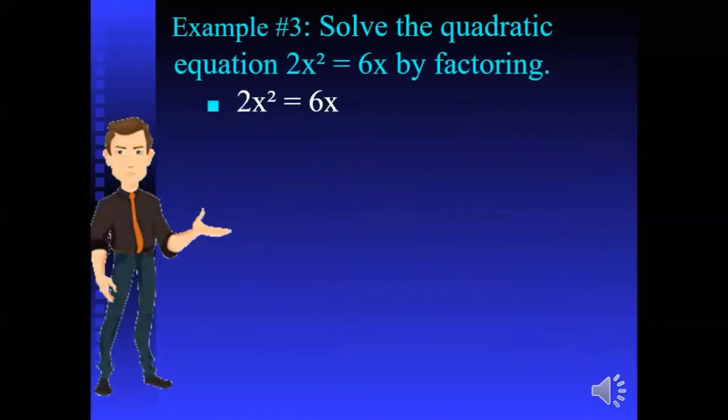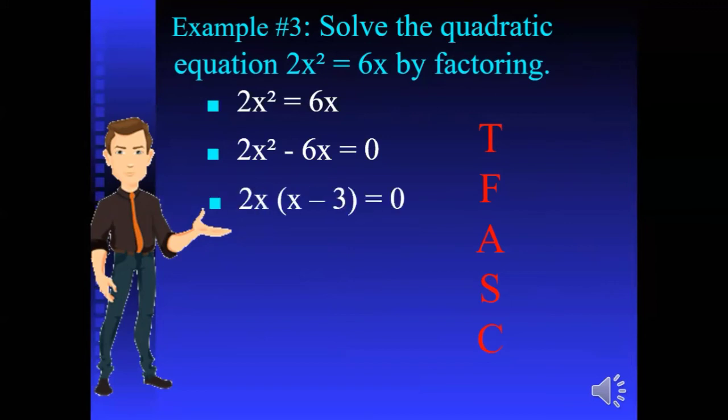So our given, we need to transform. Yes, we need to transform that. So it becomes 2x squared minus 6x equals 0. And next step is to factor, and that will be 2x times the quantity x minus 3 equals 0. So let us apply the zero product property. So we have 2x equals 0 and x minus 3 equals 0.